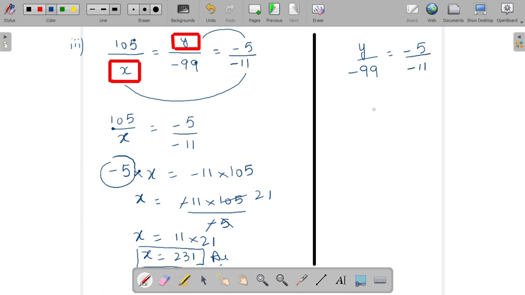Now next step, what should be the next step? Again cross multiply. So minus 11 multiply y equal minus 5 multiply minus 99. So y would be, what it should be? Minus 5 multiply minus 99 upon minus 11. अब हम क्या करेंगे? Since the negative sign is on both sides, numerator as well as denominator, so we can cancel negative with negative. So this would be the easiest way to cancel it.